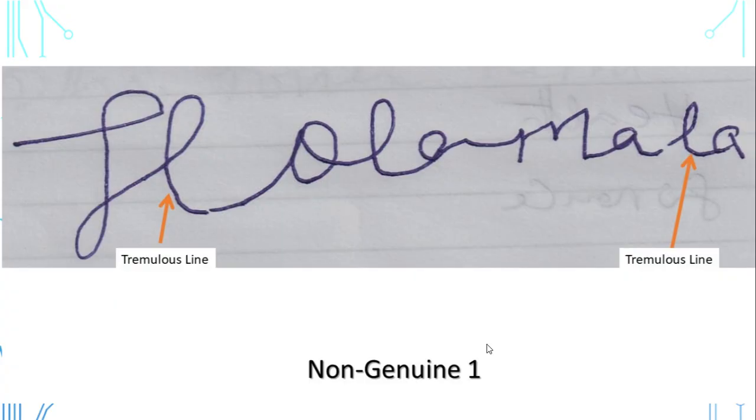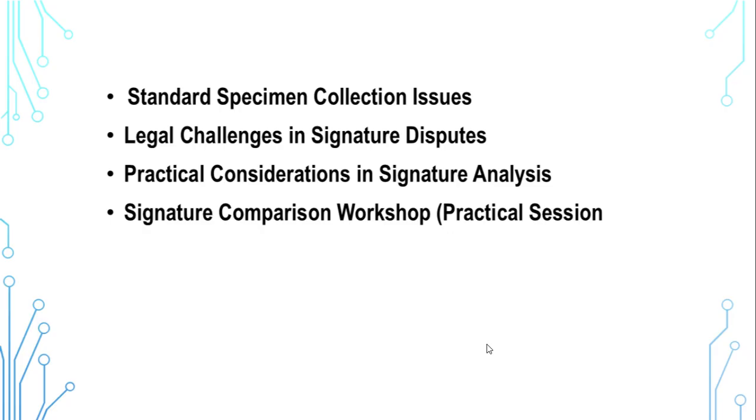Standard specimen collection issues. The challenges may be insufficient samples. When you have too few signatures, your report may be challenged at the court. If you have too little samples, it may be challenged.